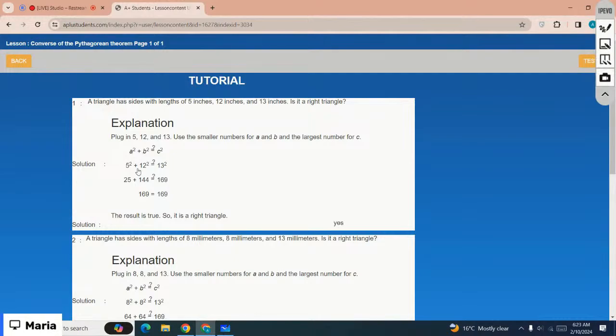For example, the first one is a triangle with sides of length 5, 12, and 13 inches, right? The largest side length is always the hypotenuse. So you need to do 13 square equals 12 square plus 5 square. 12 square plus 5 square means 144 plus 25, that equals 169. And the other side is 13 square, which is 169. So both sides are exactly the same, right? That means it is a right angle triangle.